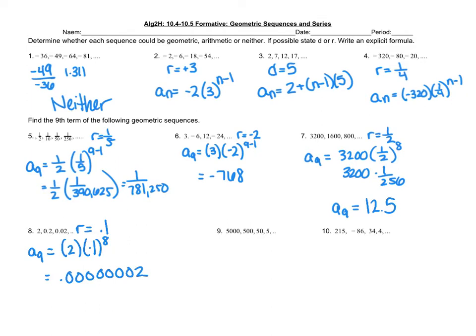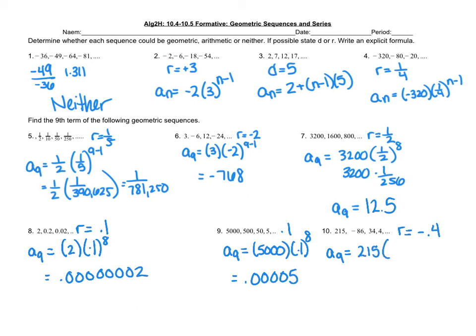My R for the next one is 0.1 again. So a_9 equals 5,000 times 0.1 to the 8th power. And that answer is 0.1, 2, 3, 4, and 5. For the last guy, my ratio is negative 0.4. So a_9 equals my first term times negative 0.4 to the 8th power. So my ninth term is negative 0.1409024.